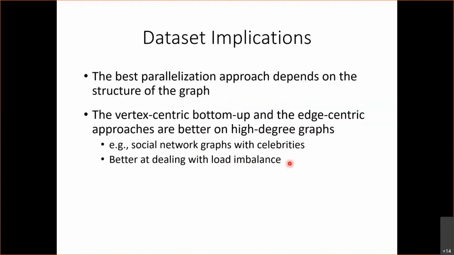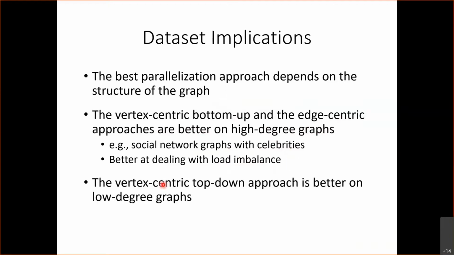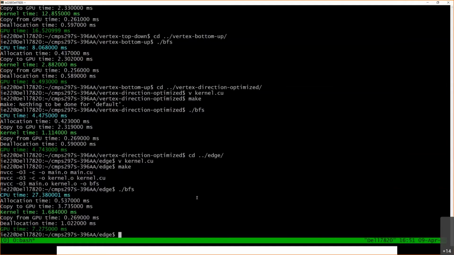On the other hand, the vertex-centric top-down approach, which we saw performed pretty badly on the high degree graph that we've been using, actually performs better on low degree graphs. Okay, and what's an example of a low degree graph? Where do we find low degree graphs in real life? A map? Right, exactly, a map. And in fact, I have a map graph over here that we can use.